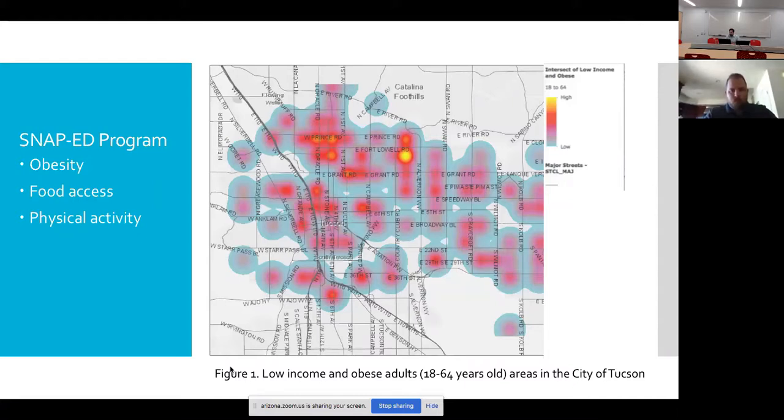And very late into the project, I attended a talk, and somebody used this data set from the Centers for Disease Control called 500 Cities, and I was able to get some obesity data at the census tract level. So this was a later development, but I wanted to start off with some background on it. So this is the initial problem of why our program even exists. And you can see this heat map. The yellow, darker, and red areas are higher concentrations of people that are obese and low income.